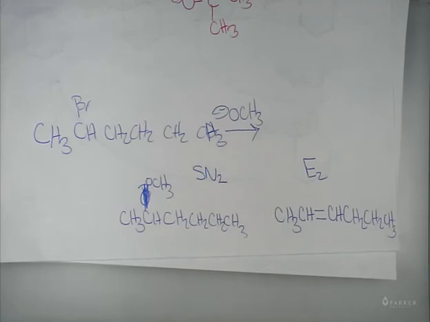So your E's always make a double bond, and you just need to figure out where that double bond goes. And then your S's always do a substitution. They'll put your nucleophile on your product.